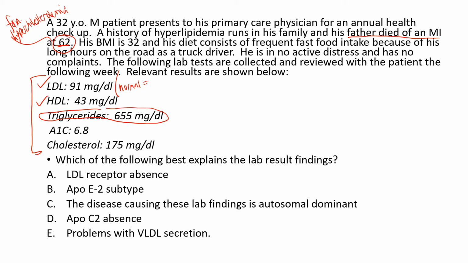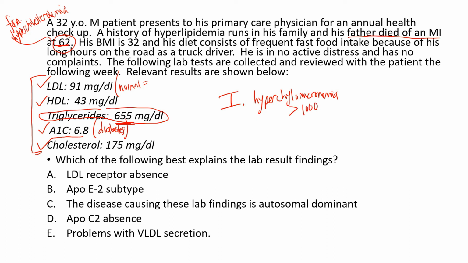A1C is actually elevated. A1C, remember, is involved with how glycosylated your hemoglobin is, so that's a sign of diabetes. So in other words, this patient probably has diabetes. And then a cholesterol of 175, so cholesterol below 200 is normal. HDL normal, LDL normal, but triglycerides are elevated. So you have an isolated triglyceride level, but look at the level. It's 655. So remember, in type 1 that we talked about, do you remember which one type 1 is? It's the familial hyperchylomicronemia. That's the one that has triglyceride levels above 1,000.